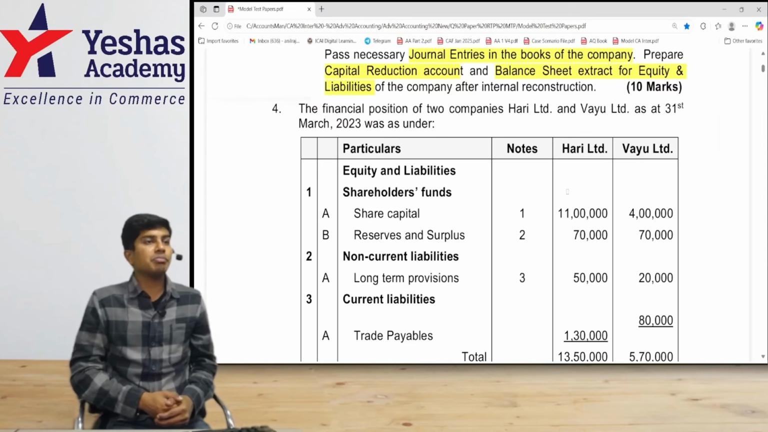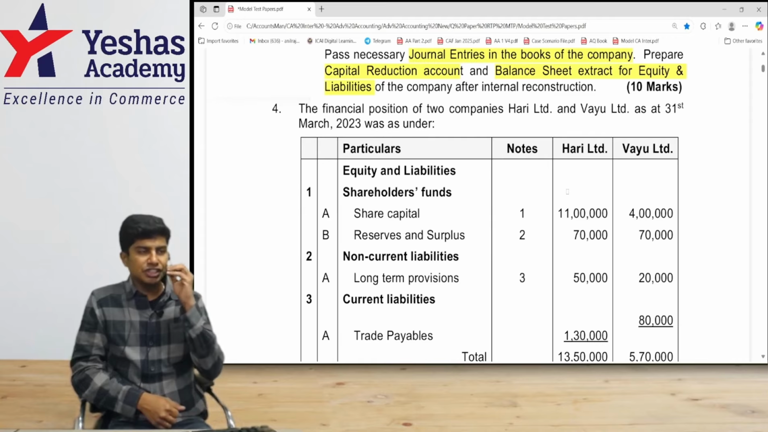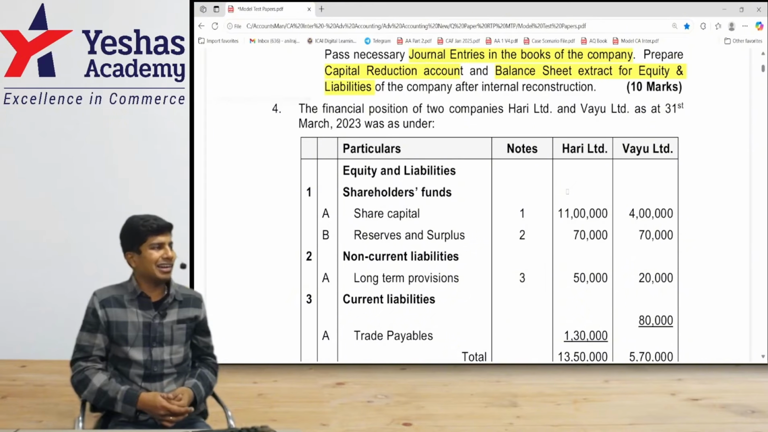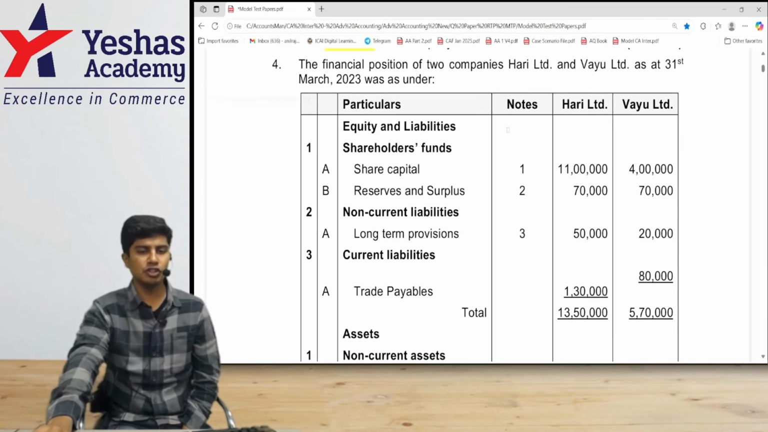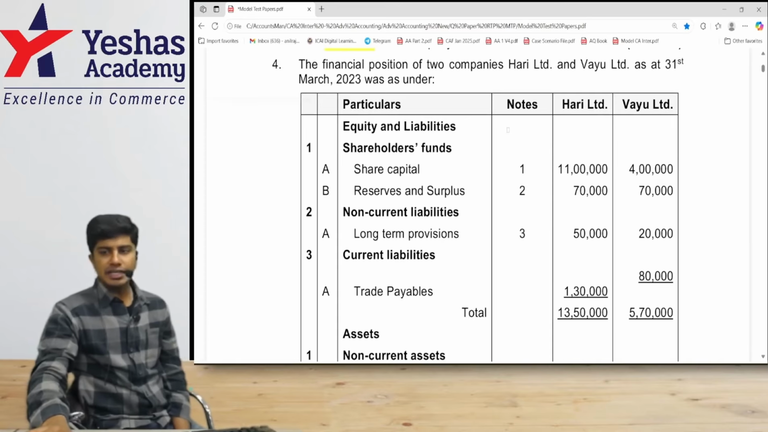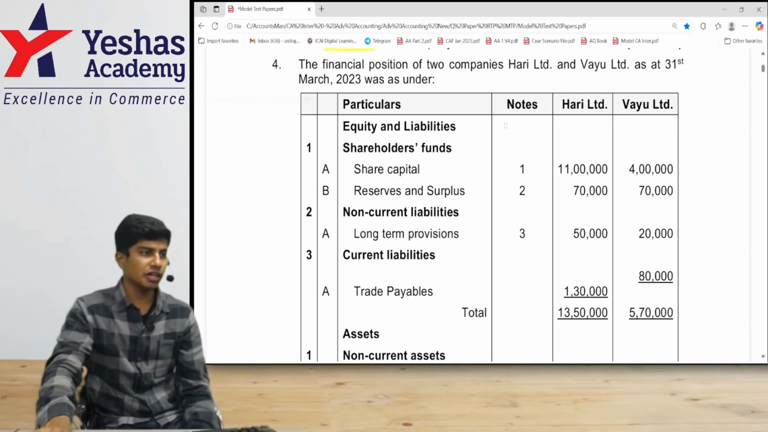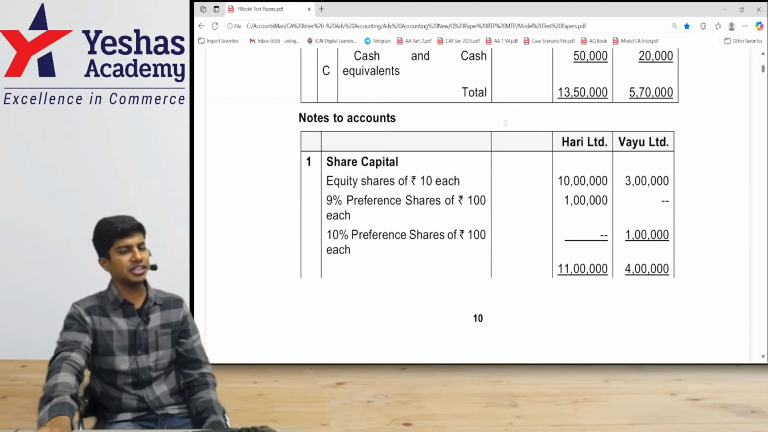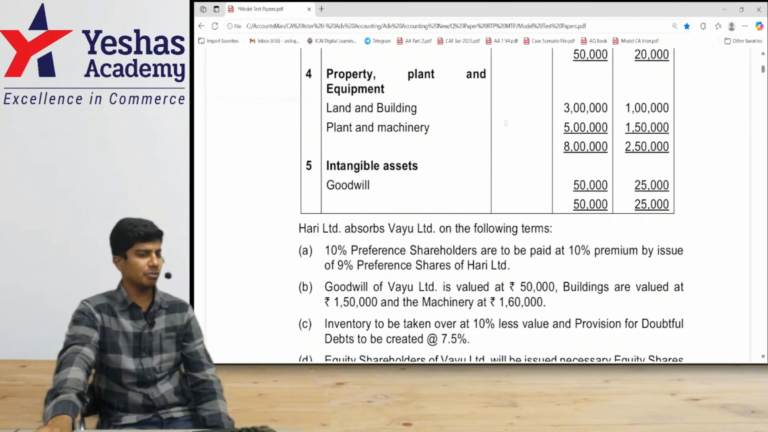Let's now start question number 4 from our model test paper number 1 for CA Intermediate Advanced Accounting. This question number 4 is on the topic of amalgamation, Accounting Standard 14. Let's see what they've asked in the question. They've told the financial position of two companies, Hari Limited and Vayu Limited, as on 31st March 2023, is as under. Let's not waste time on the balance sheet. After the balance sheet, they've given notes to accounts. This is also of no great importance. Chill and come to the end.